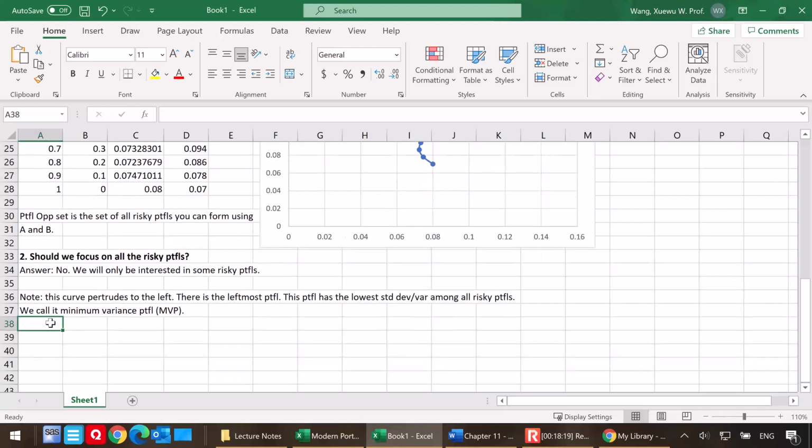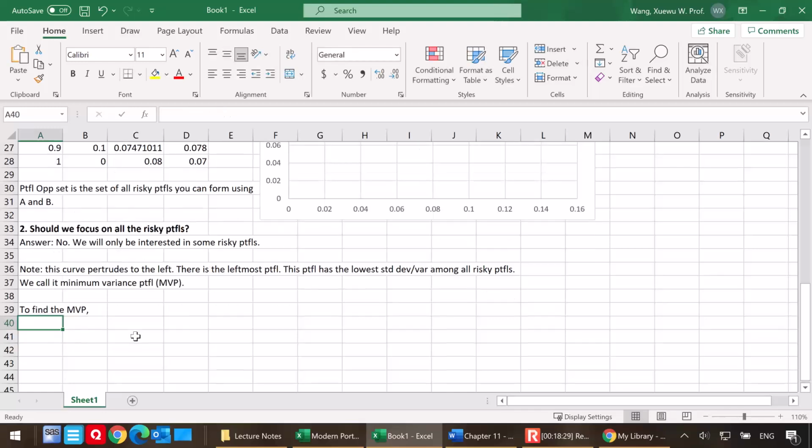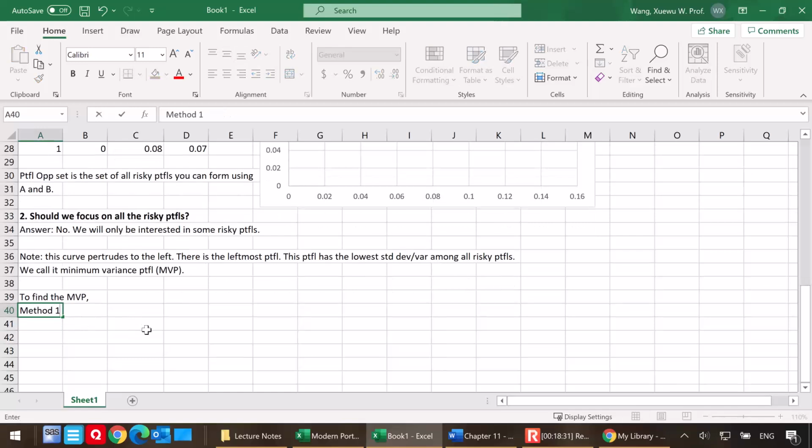So how do we find the minimum variance portfolio? To find the MVP, all right, you can use 2 ways. Method 1, use the formula, okay? For a 2-asset portfolio, we actually have a formula, and this formula is only for a 2-asset portfolio. So I'm going to skip the formula approach. All right, you can find the formula in the lecture notes.